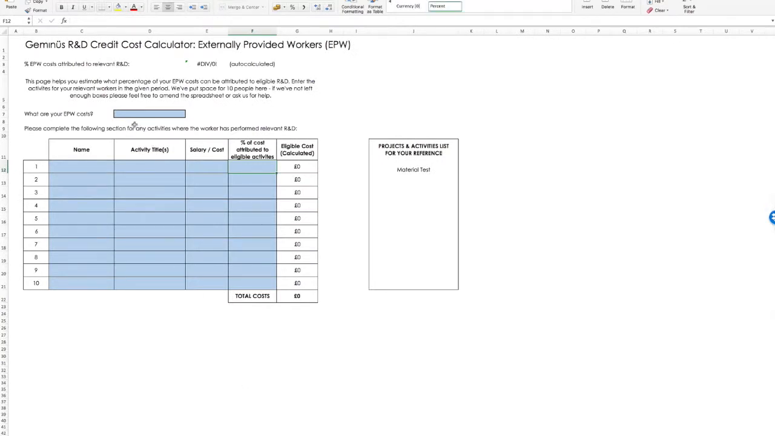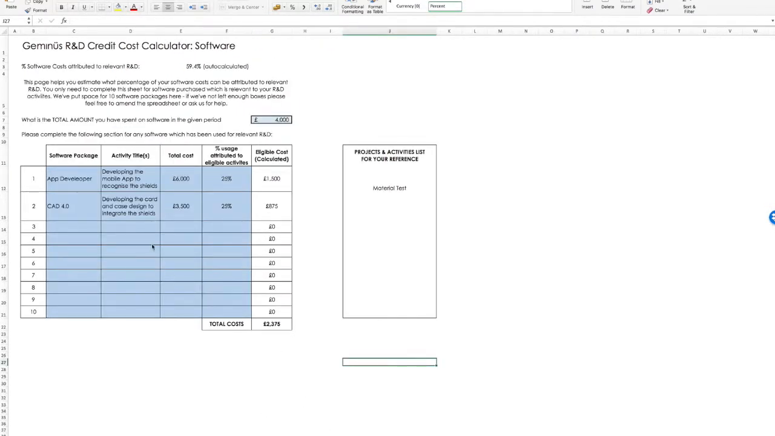So I've assumed for the sake of example here there are no externally provided worker costs, but we would normally enter the total here, the name of the workers here, the titles here, the salary and the percentage attributed, and again that would come through and work back onto the main page. The next page is software.